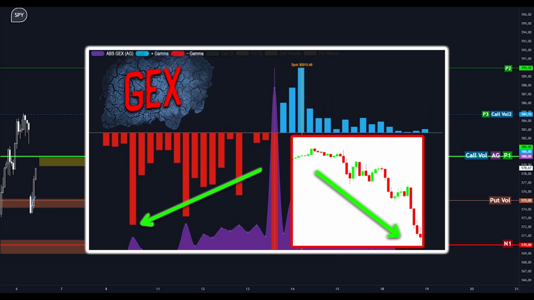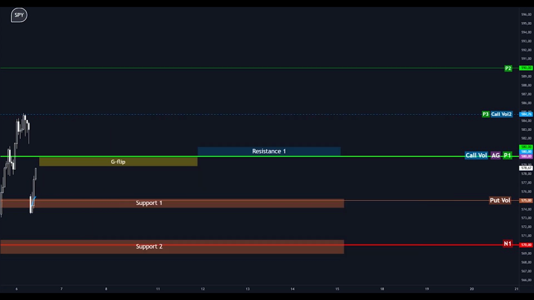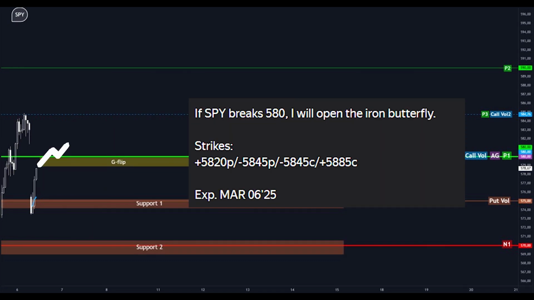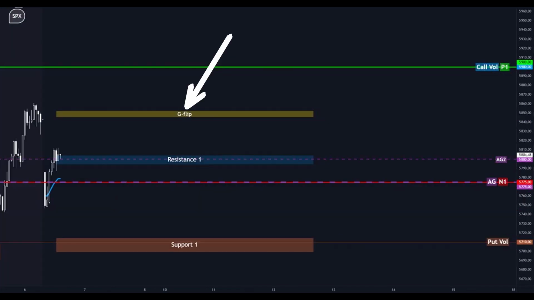But the thought at that moment was this: if SPY were to break through 580, I would take an Iron Butterfly on SPX with a maximum profit at 5,845 points. Why was the goal at this level? Because on the SPX it was the gamma flip zone, where the price would continue to rise in the event of a breakdown of the resistance zone.